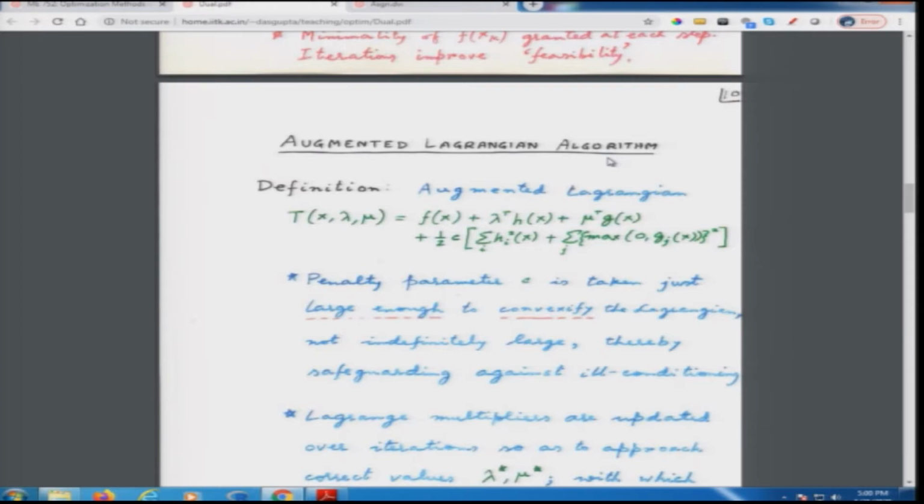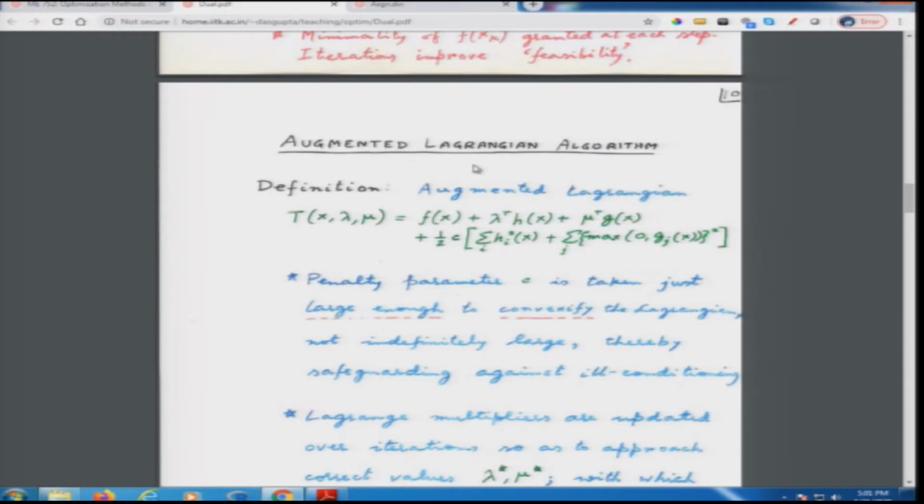If you are following the optimization book by Kalyanmoy Deb, then keep in mind that the augmented Lagrangian method in his book is referred to as the method of multipliers. Any dual method will basically be in a way a method of multipliers. Okay. So, the augmented Lagrangian method is also called the method of multipliers. Okay. Now, here the Lagrangian itself is augmented with a penalty term.